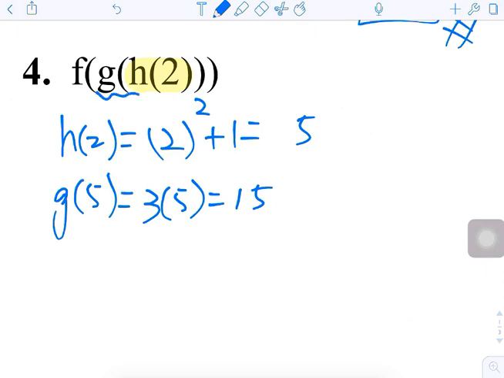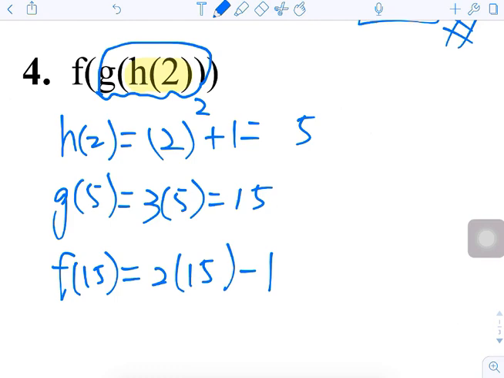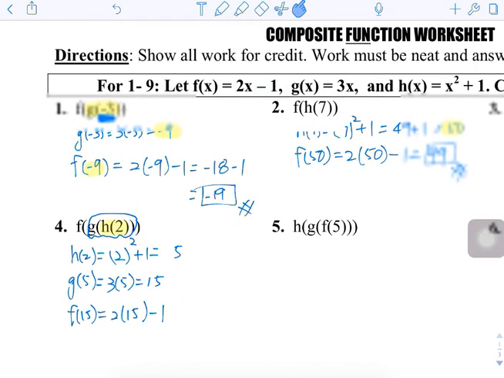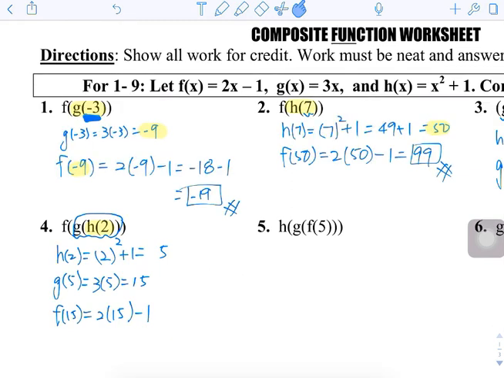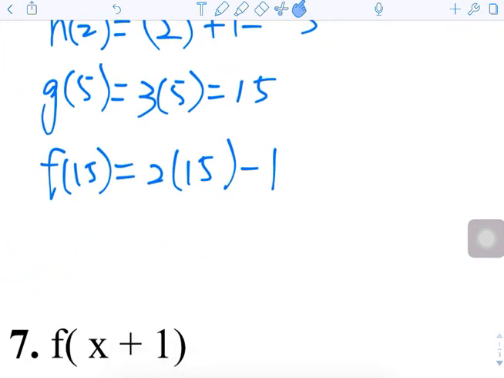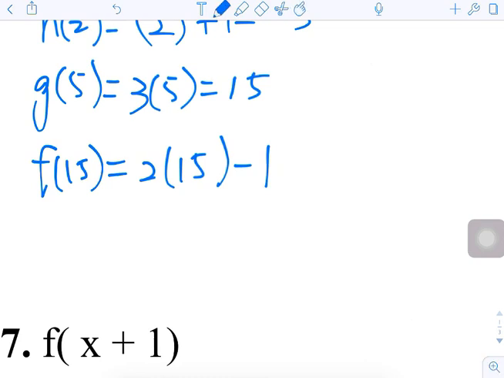And now I have that inside part. I can replace that inside part with 15. So f of 15 will equal 2 times 15 minus 1. And if you wonder where I get the function, all I do is simply go back to the top and look at everything right here, those and that and that. Okay, so that's all I did. Now let me actually finish computing. 2 times 15 minus 1, which will give me 29 as my final answer.